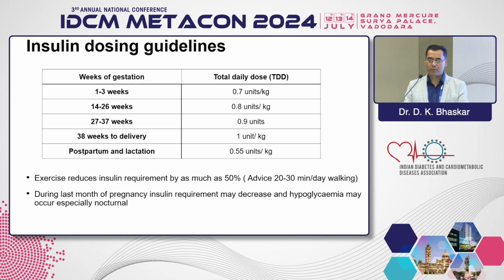During the last month of pregnancy, insulin requirement may decrease and hypoglycemia may occur, especially nocturnal hypoglycemia. We know that insulin resistance is highest in the morning time and lower in the evening time.